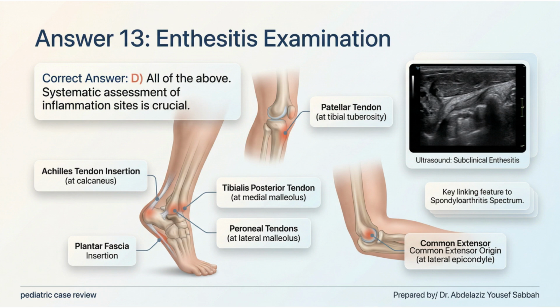Key enthesitis sites include the Achilles tendon insertion at the calcaneus, the plantar fascia insertion, the tibialis posterior tendon at the medial malleolus, the peroneal tendons at the lateral malleolus, the patellar tendon at the tibial tuberosity, and the common extensor origin at the lateral epicondyle. Ultrasound can detect subclinical enthesitis that clinical examination misses. Enthesitis is a key linking feature to the spondyloarthritis spectrum and helps distinguish juvenile psoriatic arthritis from other forms of juvenile idiopathic arthritis.